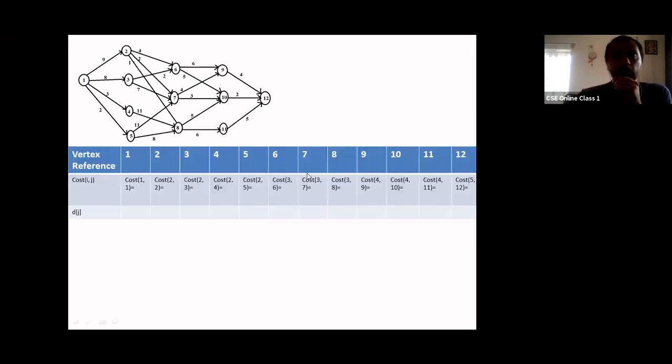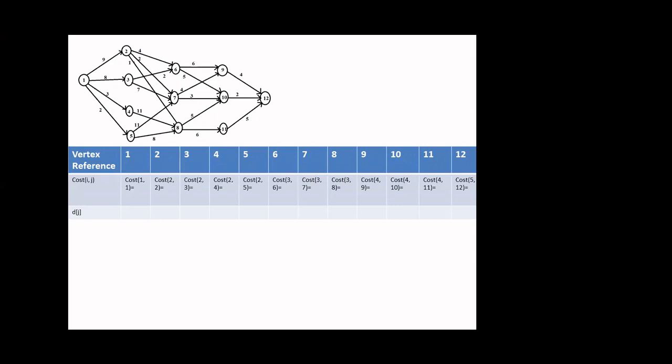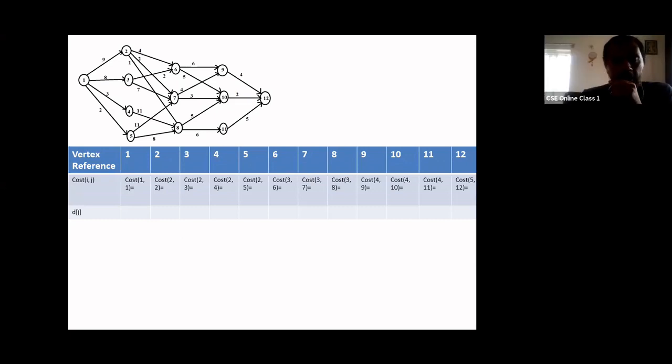Fine. We build this table which will have all the vertices listed down, that is vertex numbering 1, 2, 3, 4, 5, 6, and so on till 12. And we will have another row called cost of i, j, the cost of that vertex connecting to sink. And we have D of j. What is D of j? D stands for direction, so it gives a direction of flow.